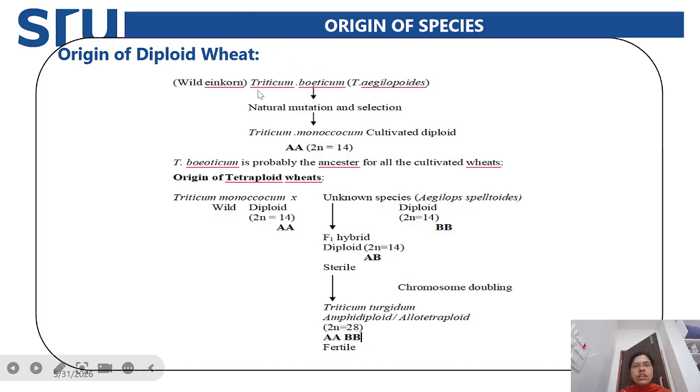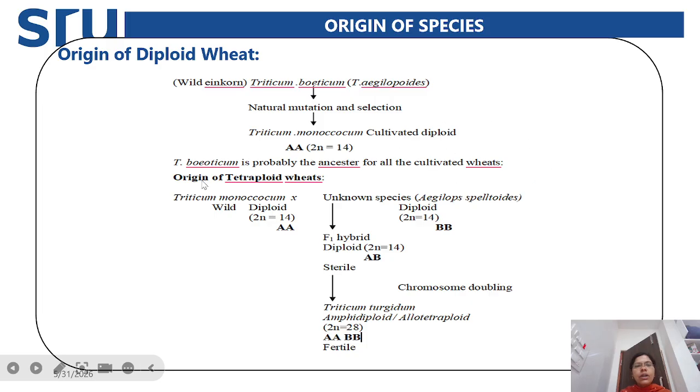First is the Triticum boeticum. This Triticum boeticum was obtained through natural mutation and selection, and through that the Triticum monococcum was obtained. That is a cultivated diploid. It is having the chromosome number 2n equal to 14 and genome of capital A, capital A. This Triticum boeticum is the ancestor for all the cultivated wheats.